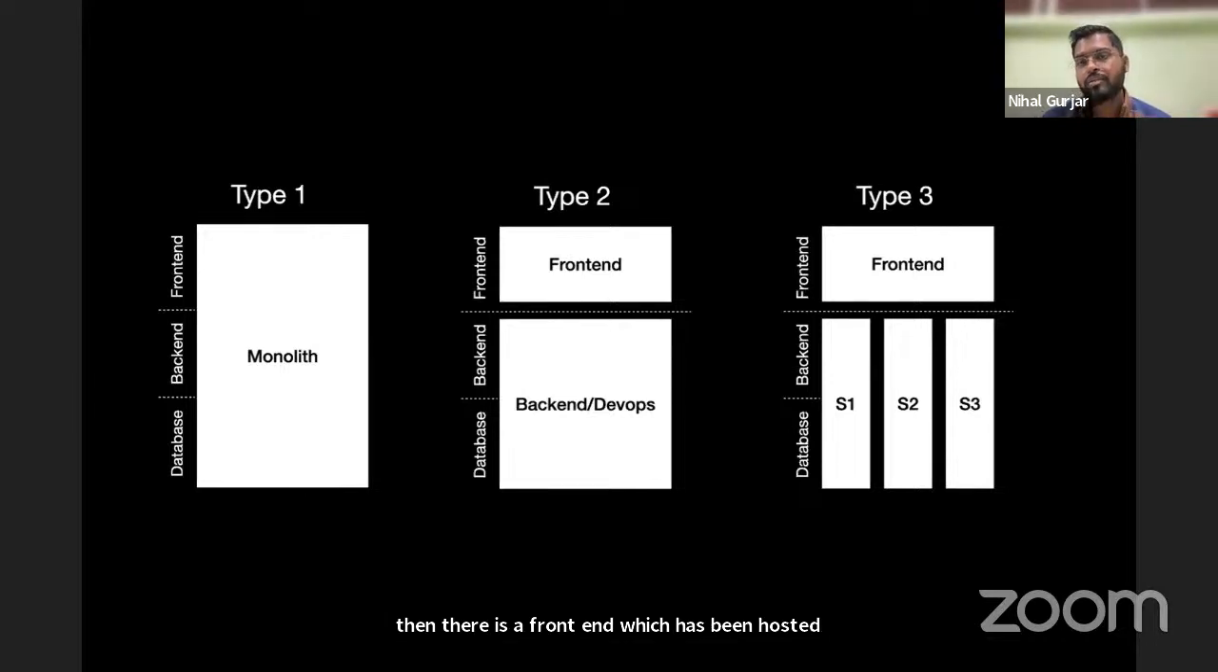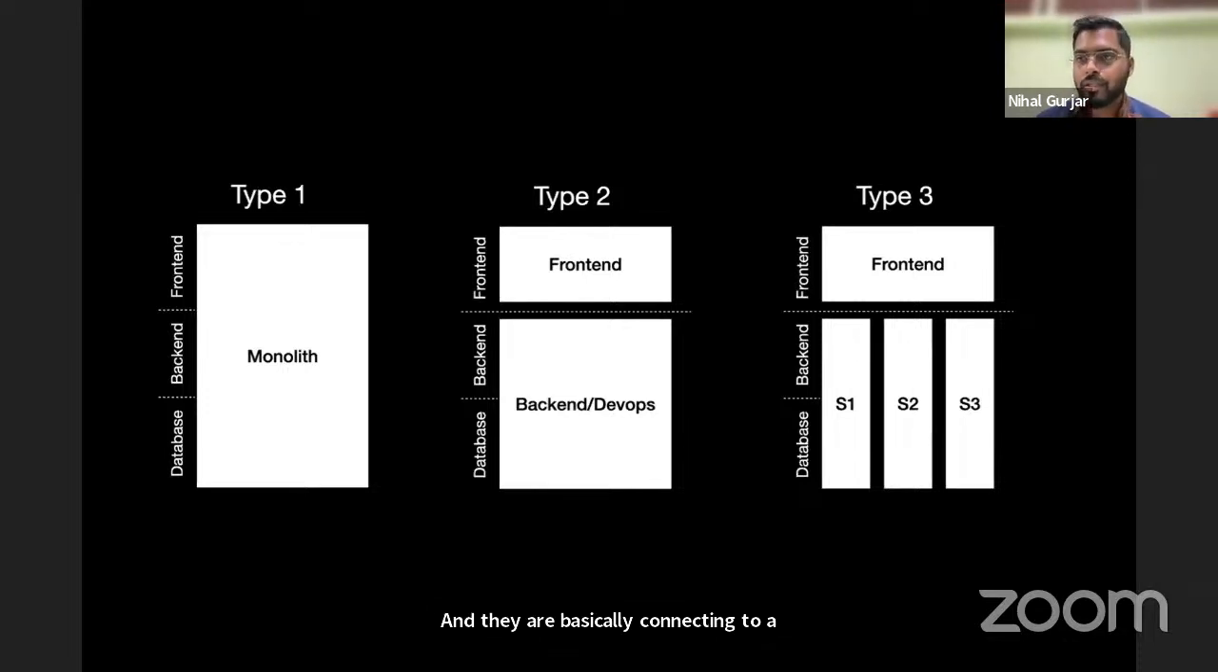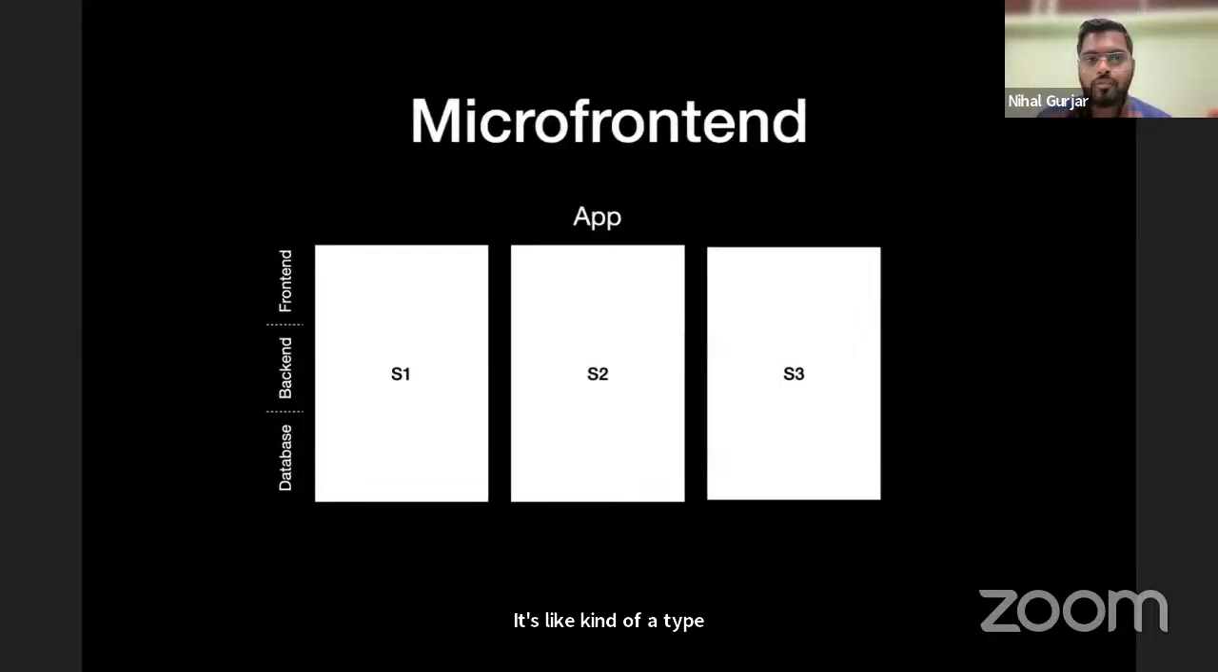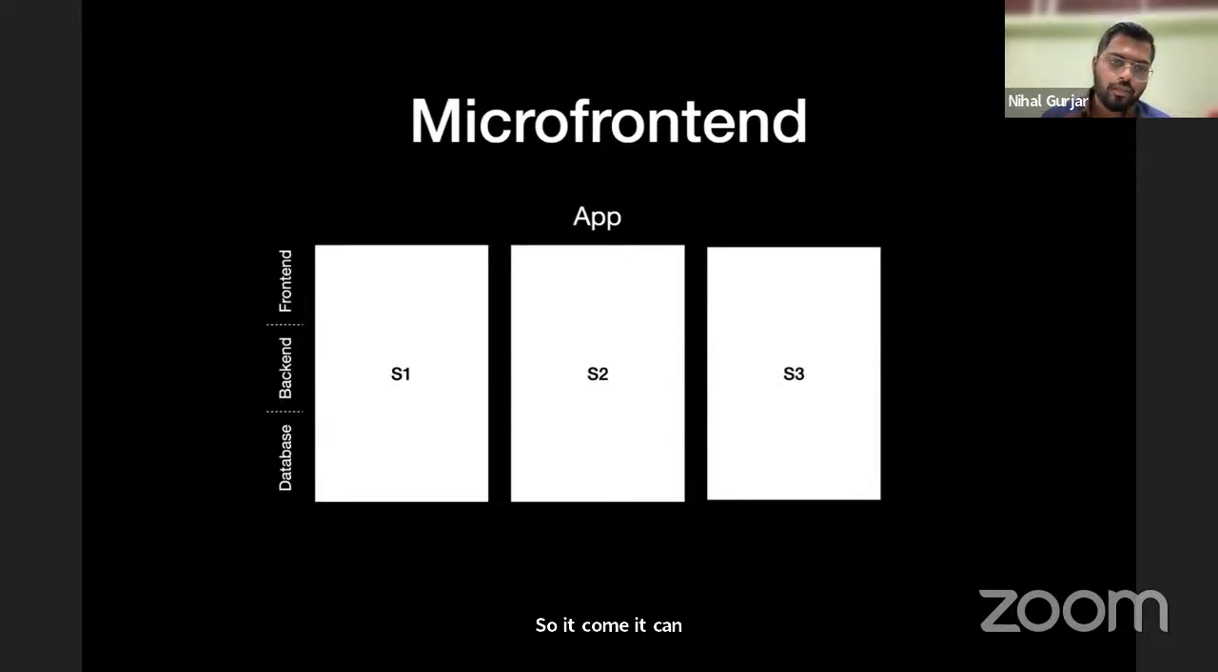Then there is a third kind of application where we have different microservices which have their own databases and their own servers, and they are connecting to, let's say, a single front end which has been developed by a single front end team. Now this goes beyond that. It's a type 4 kind of architecture where the database, backend as well as front ends are divided into multiple services. So it can have all of the three, or it can have just one of them.